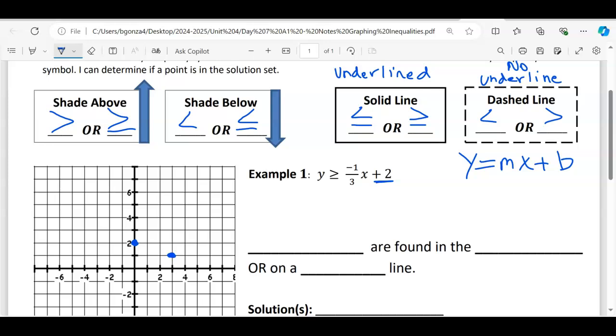Is it going to be a solid line or a dashed line? So let's look at this inequality. Do you see right here how it's underlined? Underlined means you're going to have a normal, solid, straight line, okay? So go ahead and connect those two points with a nice straight line.